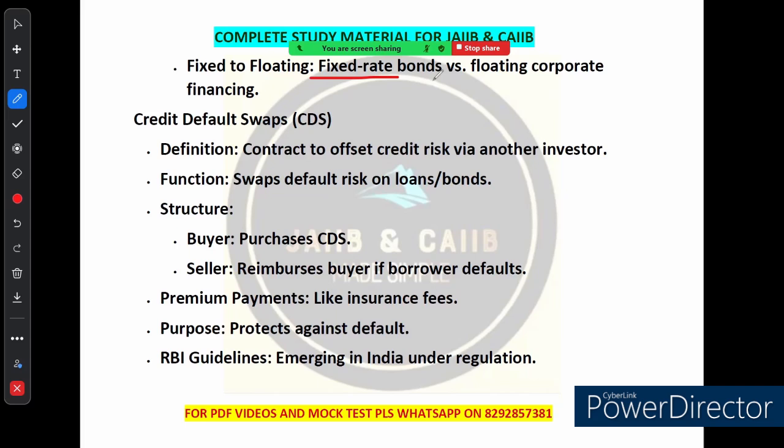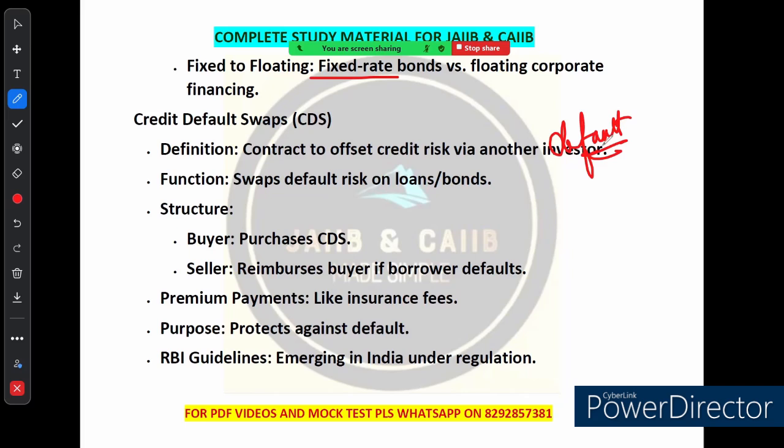Let's talk about the CDS. CDS means credit default swap. It is basically a contract that helps an investor protect against the risk of someone not paying back their loan or bond, also known as default. Suppose someone is not paying back their loan, obviously there is a risk, and the contract that helps an investor protect against this risk is called CDS, credit default swap, right?